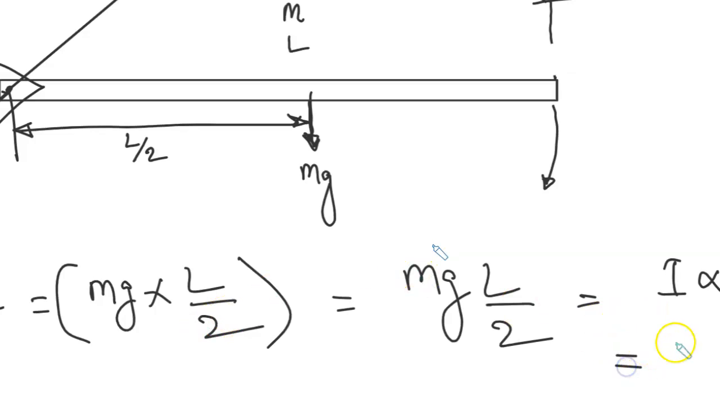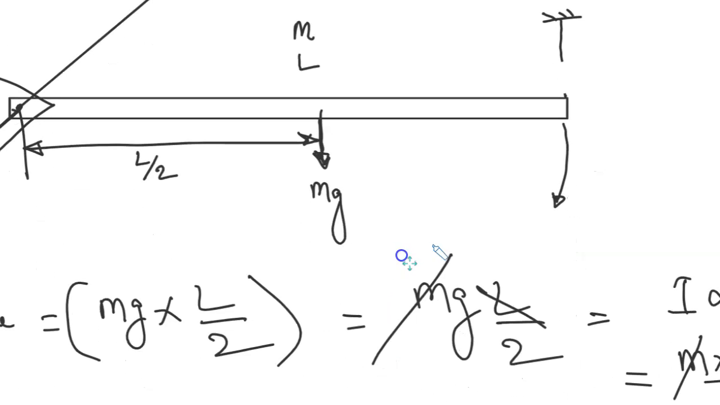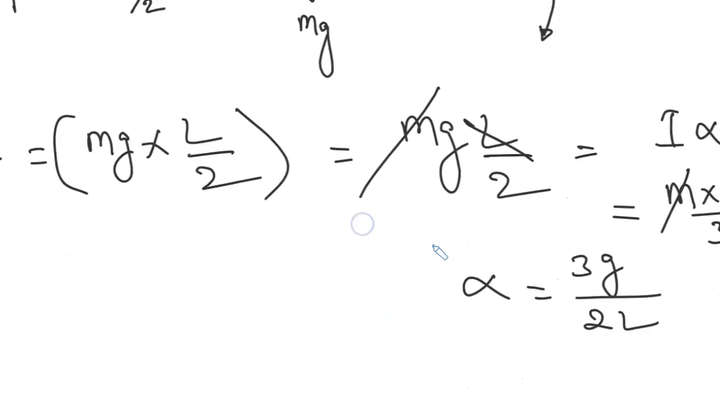Can I write here? mg into L by 2 equals mass of the rod into L square by 3 into alpha. One m and one L cancel. So alpha is equal to 3g by 2L. Is it clear? We are asking for alpha. 3g by 2L. Can you check the answer?